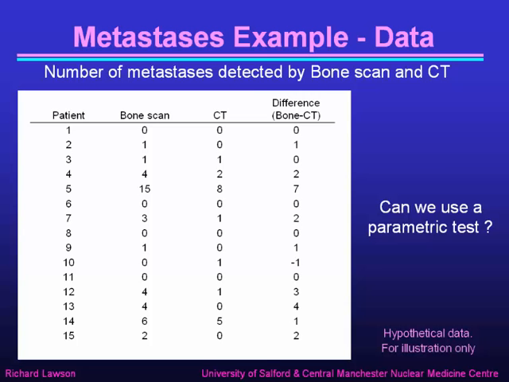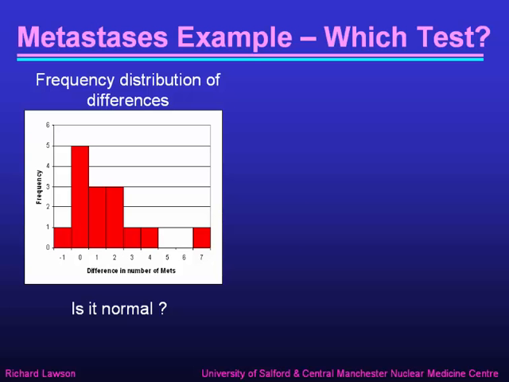So the first question is, can we use a parametric test? To use a parametric test like the paired t-test, these differences would have to be normally distributed. Well, here's a frequency distribution of those differences, and if we believe this is normally distributed, we could use the paired t-test. If it's not normally distributed, we have to use a non-parametric test.